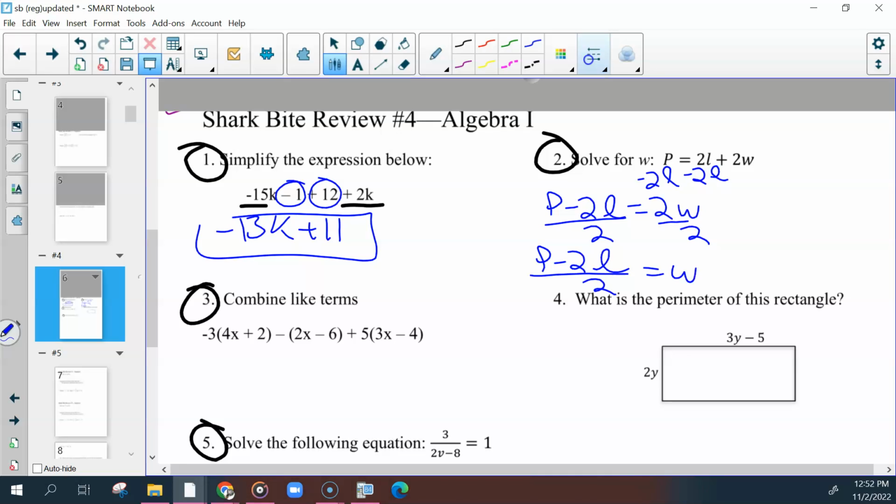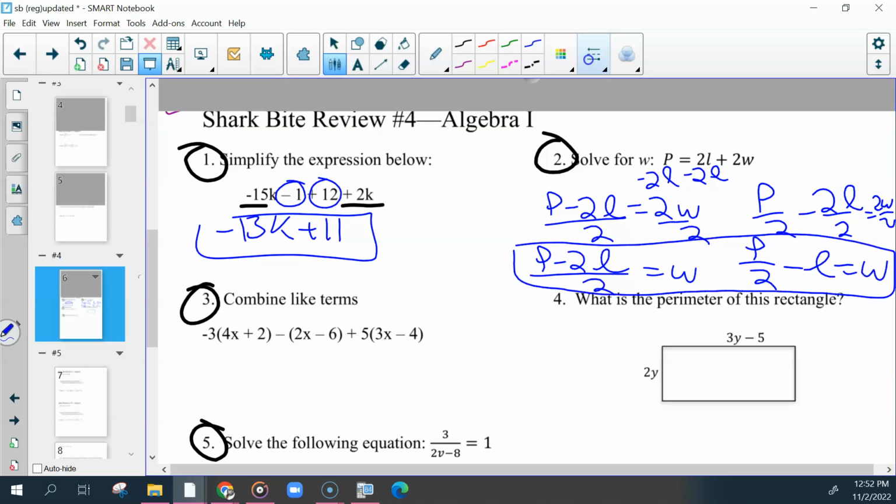Or, if you wanted to simplify, you would have to divide everything by 2. So P over 2 minus L equals W. Either of those is okay. Questions on 1 or 2?